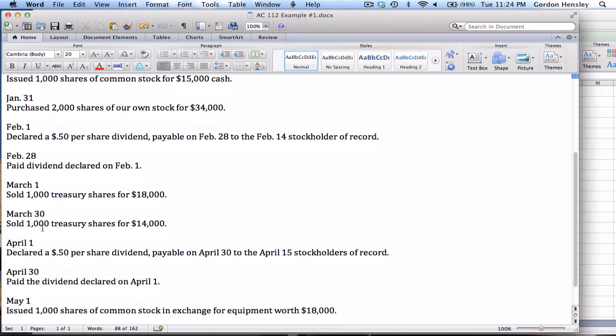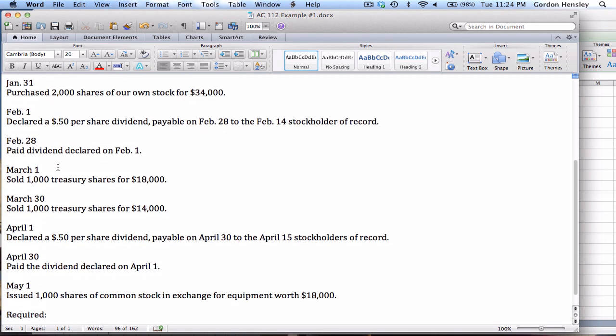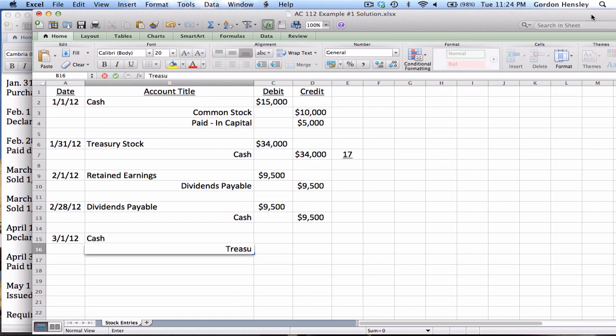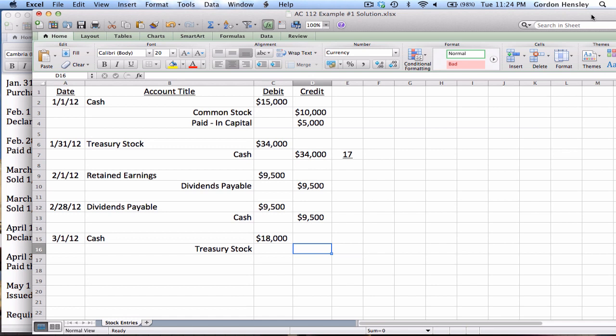The next transaction is on March the 1st. They sold 1,000 treasury shares for $18,000. So this is March the 1st. We're going to sell some shares for cash so I can debit cash. And I'm selling the treasury stock so I can credit treasury stock. Now in this case, it says that I sold 1,000 shares and I sold it for $18,000. So it's okay to debit cash for $18,000, but I don't want to credit treasury stock for $18,000.